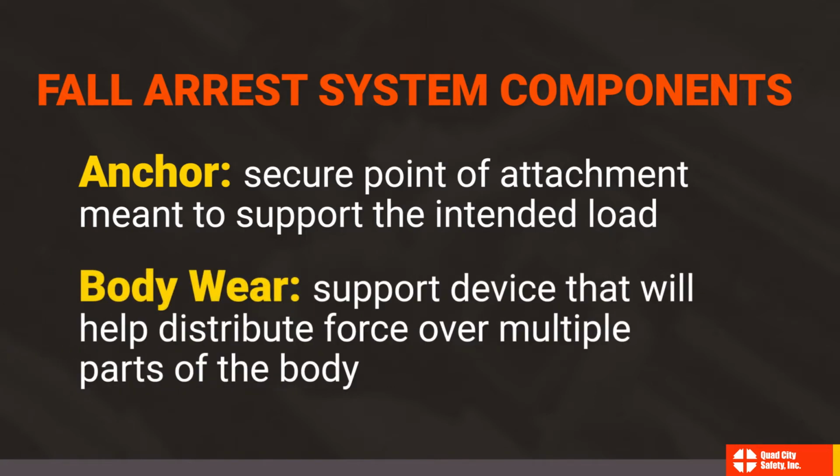Body wear. Think harness. This is the support device that will help distribute force over multiple parts of the body, protecting users from orthostatic intolerance. Don't know what that is? You don't want to find out. But for education's sake, orthostatic intolerance happens after a fall when a person is suspended in the air. Too much pressure is placed on some pretty vital areas of the body, leading to serious injury. You'll want to choose fall protection that has leg straps so a worker can relieve vein pressure.